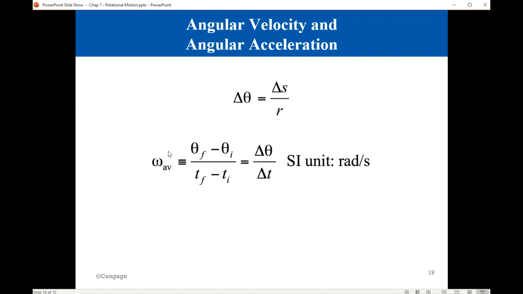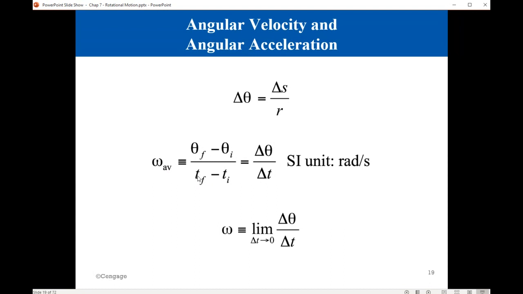So the unit for the angular velocity in the SI system is radian per second, or rad per second. This is an average value. In other words, the initial time is different from the final time.